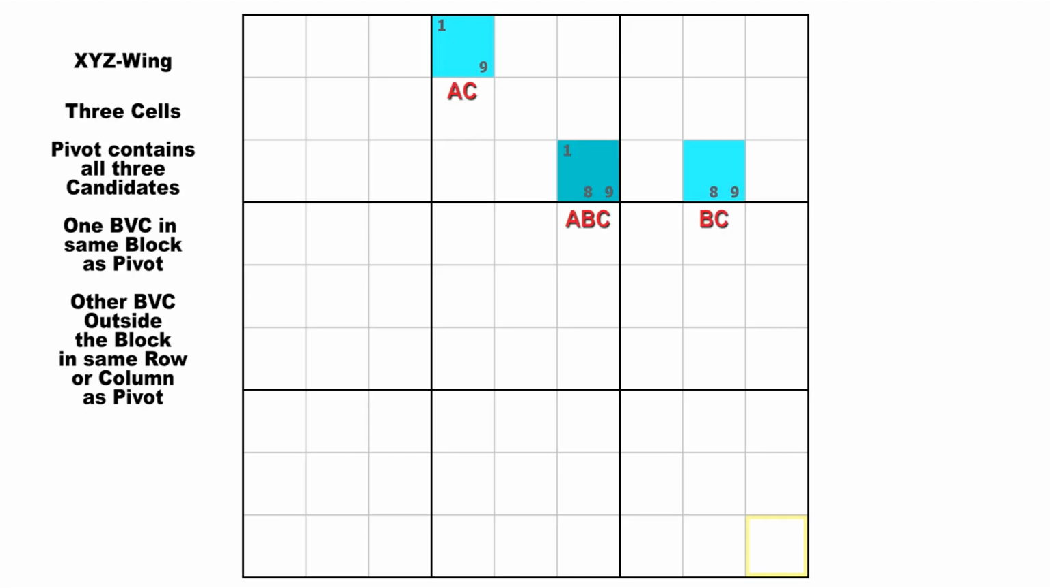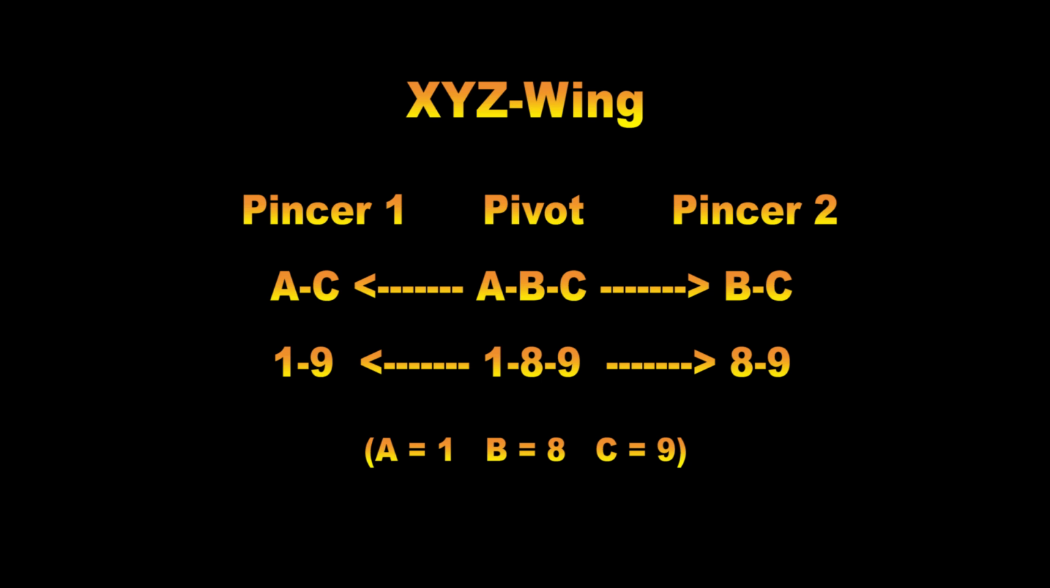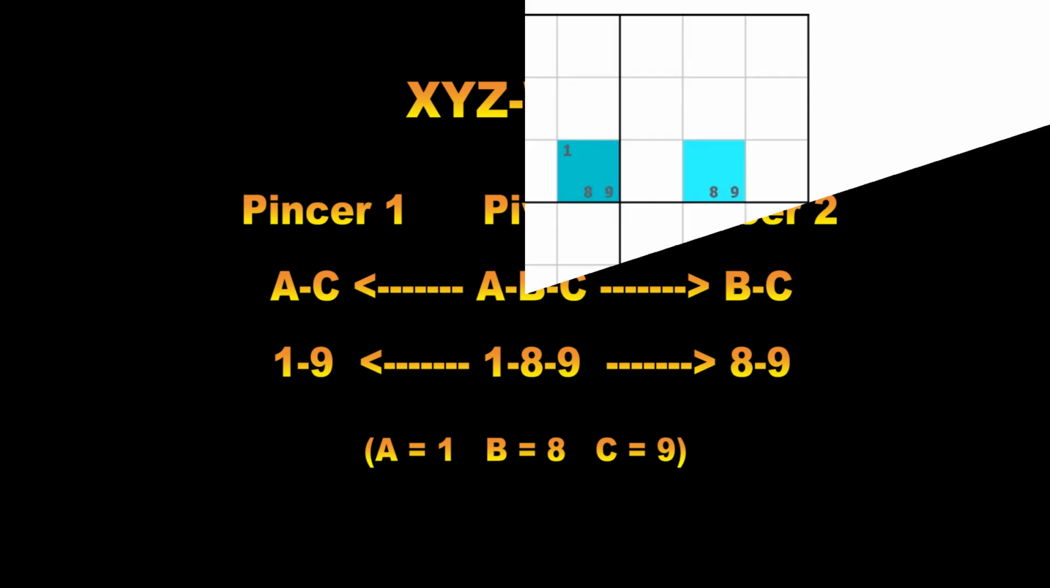Let's call the bi-value pincer cell in the same block as the pivot pincer number 1, and the bi-value pincer cell outside the block pincer number 2, okay? P1 and P2. ABC will be the pivot, then pincer number 1 will be AC, and pincer number 2 will be BC. Of course, A, B, and C can be any 3 candidates, but for these examples, we will use 1, 8, and 9. Candidate C will be 9.